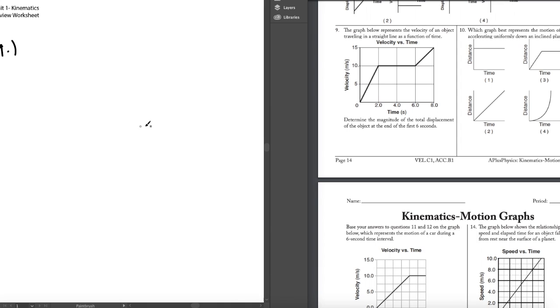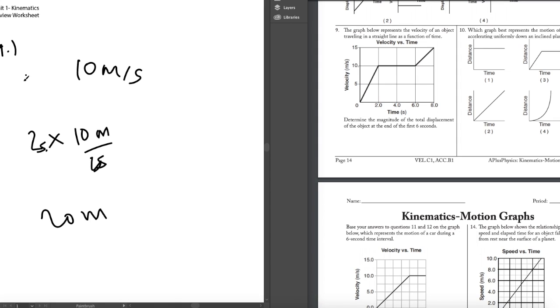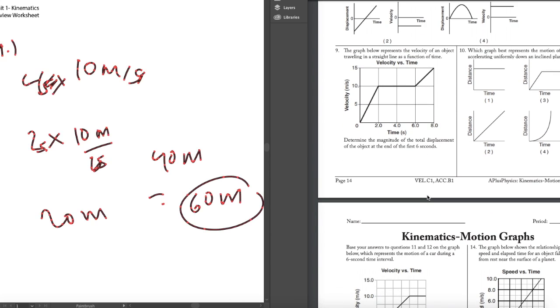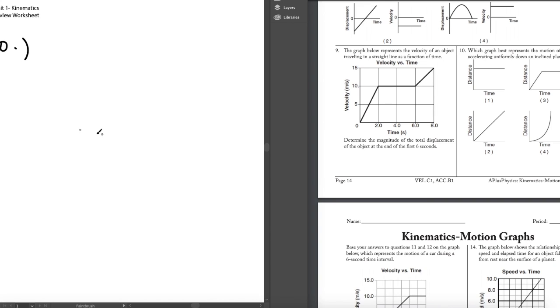Okay, so during the first 2 seconds, you travel 10 meters per second, which creates 20 meters. During the time interval from 2 to 6, you travel at 10 meters per second for 4 seconds. You get 40 meters, which equals 60 meters. That's your answer, friends. Which graph best represents the motion of a block accelerating uniformly down an inclined plane?